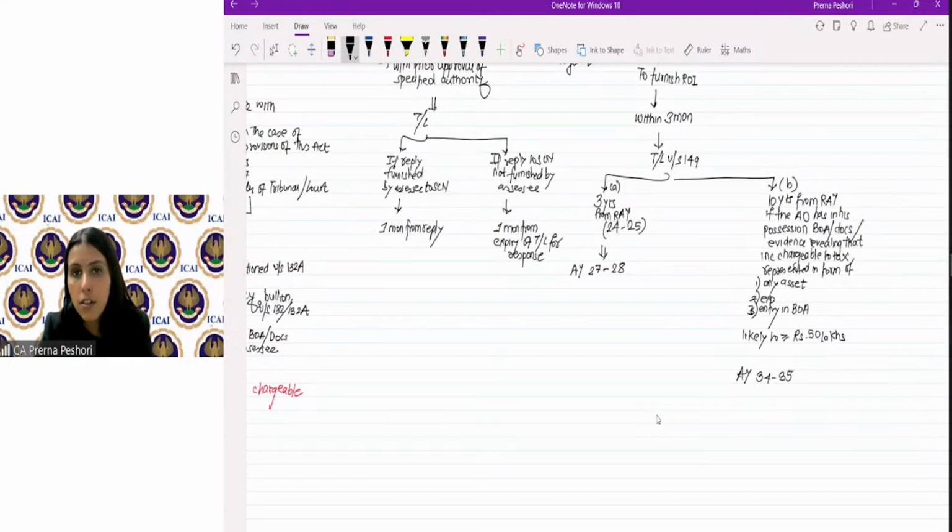Are we getting it? So from 24-25, 10 years: 25-26, 26-27, 27-28, 28-29, 29-30, 30-31, 31-32, 32-33, 33-34, 34-35. Up till these years, the assessment can be made at any point of time. This is the time limit for the reissue of reassessment which has been provided.